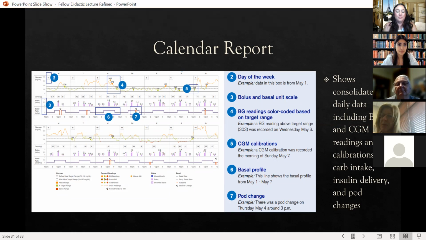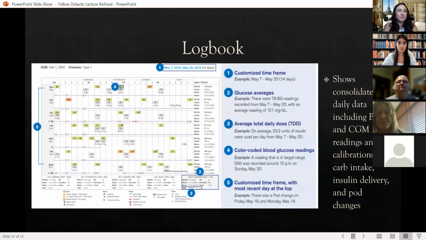It's just kind of displayed differently and definitely with different colors. Next one. This is the logbook. If you remember back in Medtronic, that was the one that had the orange and the red squares and the black squares. This is their logbook. So again, it provides the same information. It's just laid out with different colors and put in different places.